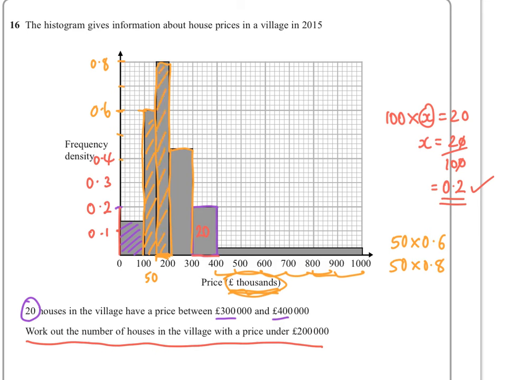And we want in the village with a price under 200,000. So of course some of you will be saying you wanted this one as well, and that represents, I should have done that one first probably, so that's 100 times. Now this scale is quite difficult, so we've got to be careful. If there's 10 gaps here and that was 0.2, then each gap is 0.02.